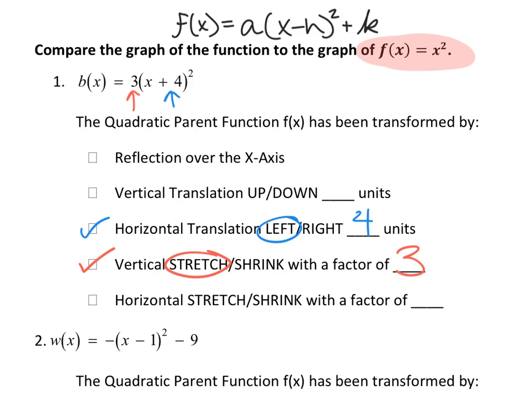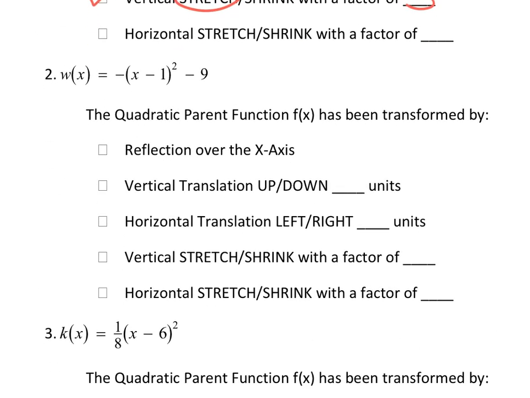If we look at number 2, what do you notice about the w of x function? What's in the very front? Negative. If that a value is negative, it's a sad parabola, so it is going to be a reflection over the x-axis. That's because it's negative right here. Now I also have a -1 on the inside and a -9 on the outside in the back, subtracted. What does the blue arrow point to? Is it A, H, or K? H. H tells me my horizontal translations.